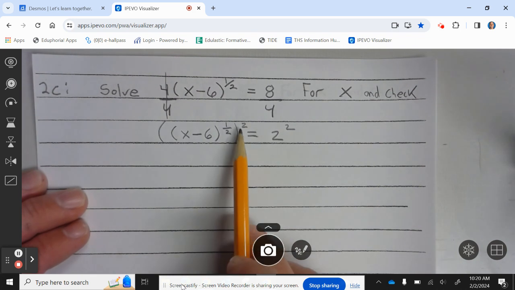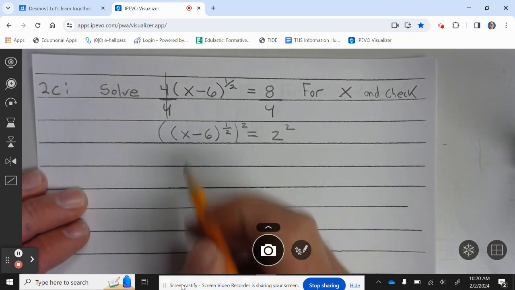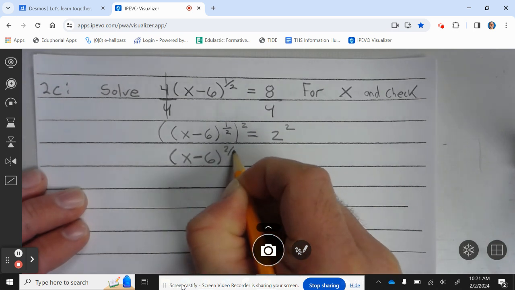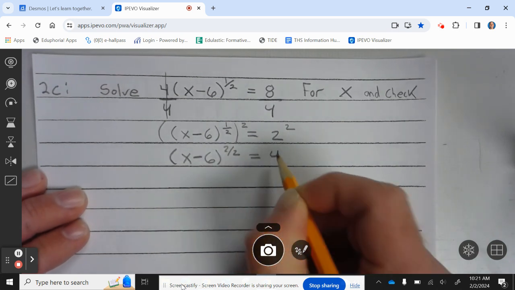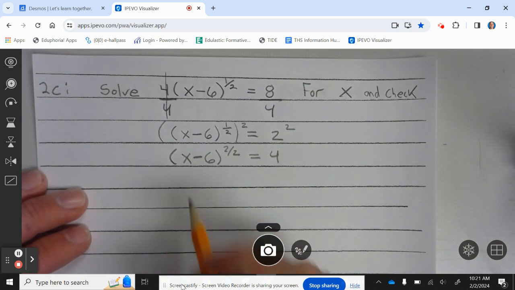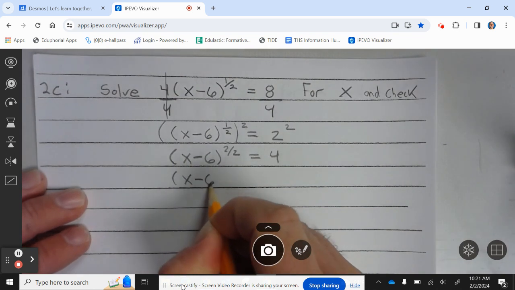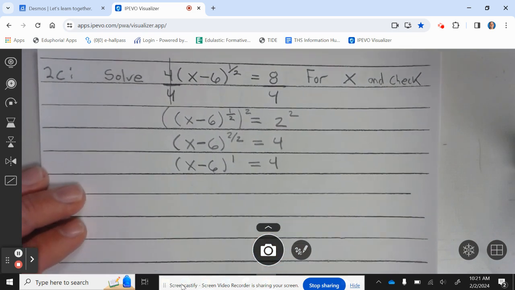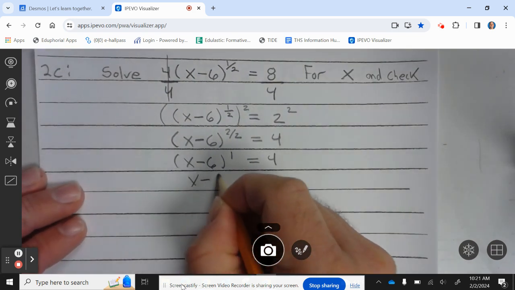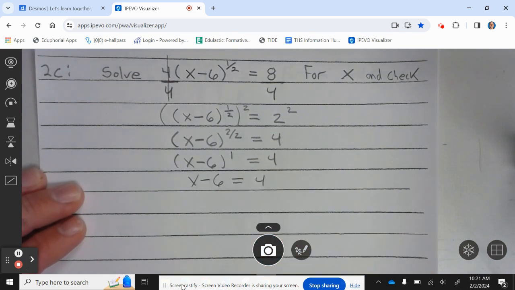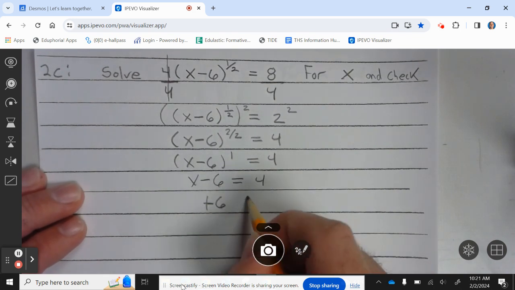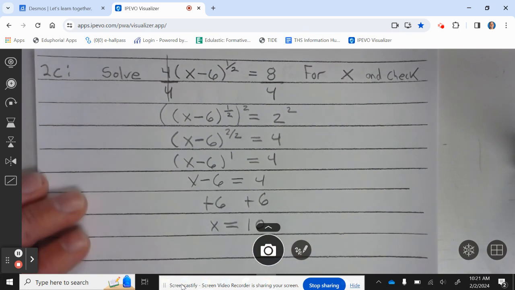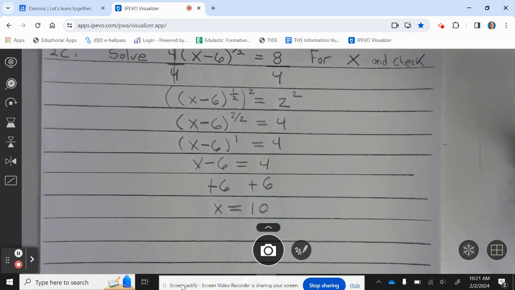Now, when you square it, you end up multiplying the exponents. So 2 times 1/2 is 2 divided by 2. So that's x minus 6 to the 2 divided by 2, which equals 4. 2 divided by 2 is the 1 power. So x minus 6 to the 1 power equals 4, and x minus 6 to the 1 power is just x minus 6 equals 4. Add 6 to both sides. So x equals 10. All right, go ahead and finish writing that down.